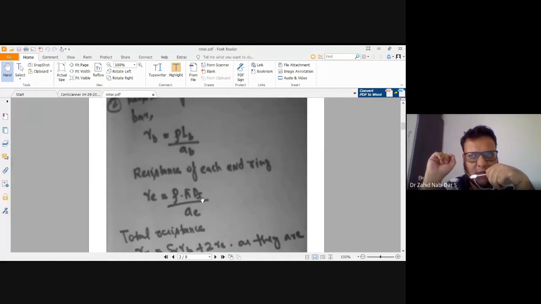So write down: at constant temperature and pressure, your current density J is equal to I by A, that is current per area, is proportional to your electrical field.